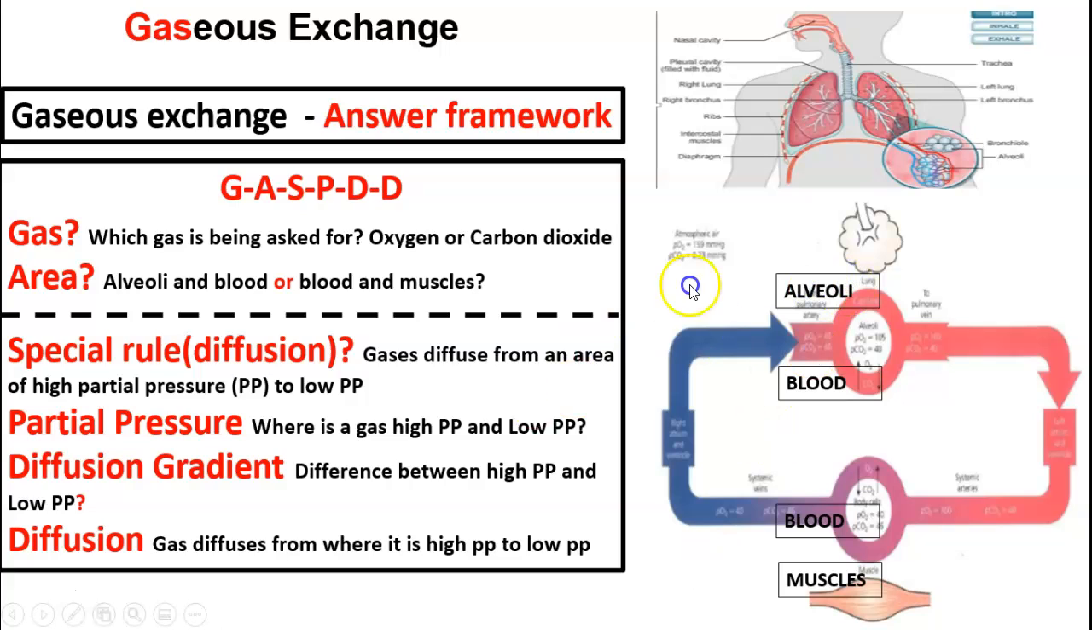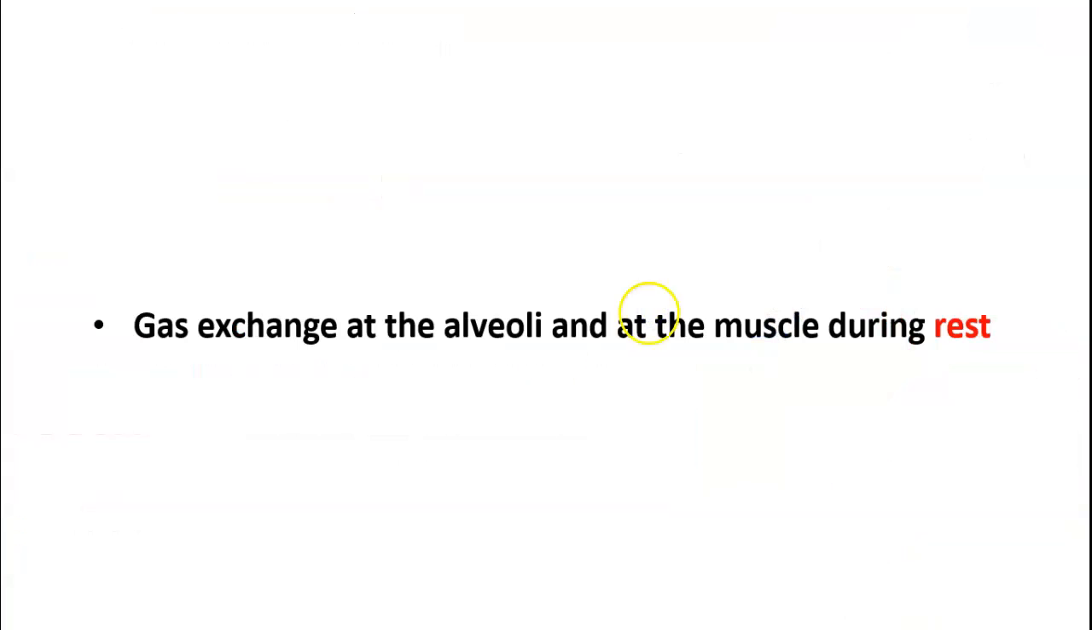But now what I need you to do is have a look at some exam questions and how we might put that into practice. I'm going to model one. After I've modelled one, I'm going to ask you to have a go, and we'll have a look at the mark schemes each time. So let's have a look at the first one then. We're going to start off with gaseous exchange at the alveoli and the muscle tissue during rest. So that's going to be our first focus.